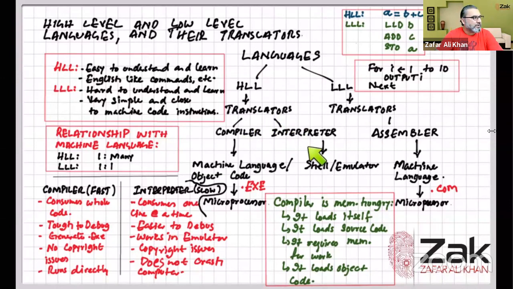All right. The question might be, what is assembler? Assembler is the program that converts assembly language programs or low-level language programs into machine code. But for the translators in high-level languages, which are compiler and interpreter, the question will mainly be the difference between these two. All right. We will discuss these differences in a little while.